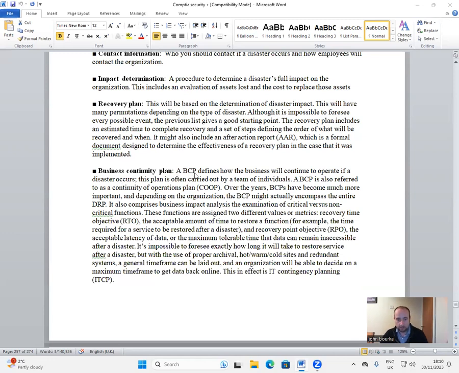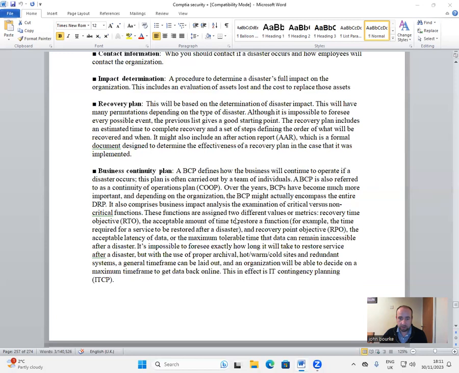Business continuity plan. A BCP defines how the business will continue to operate if a disaster occurs. This plan is often carried out by a team of individuals. A BCP is also referred to as a continuity of operations plan, COOP. Over the years, BCPs have become much more important, and depending on the organization, the BCP might actually encompass the entire DRP. It also comprises business impact analysis, the examination of critical versus non-critical functions.